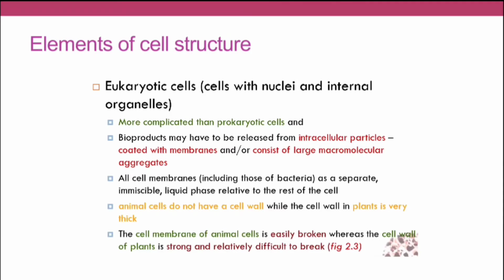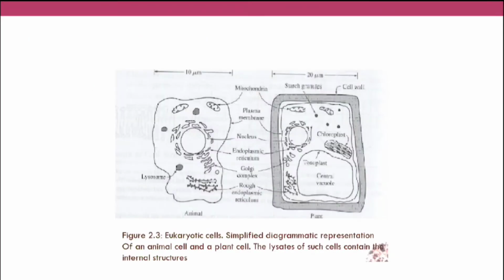In bacterial cells, the cell wall is not as thick as in plant cells. The cell membrane of animal cells is easily broken, whereas the cell wall of plants is very strong and relatively difficult to break. In eukaryotic cells, we can see the animal cell on the left side, and on the right side the plant cell, whose cell wall is very thick in structure.